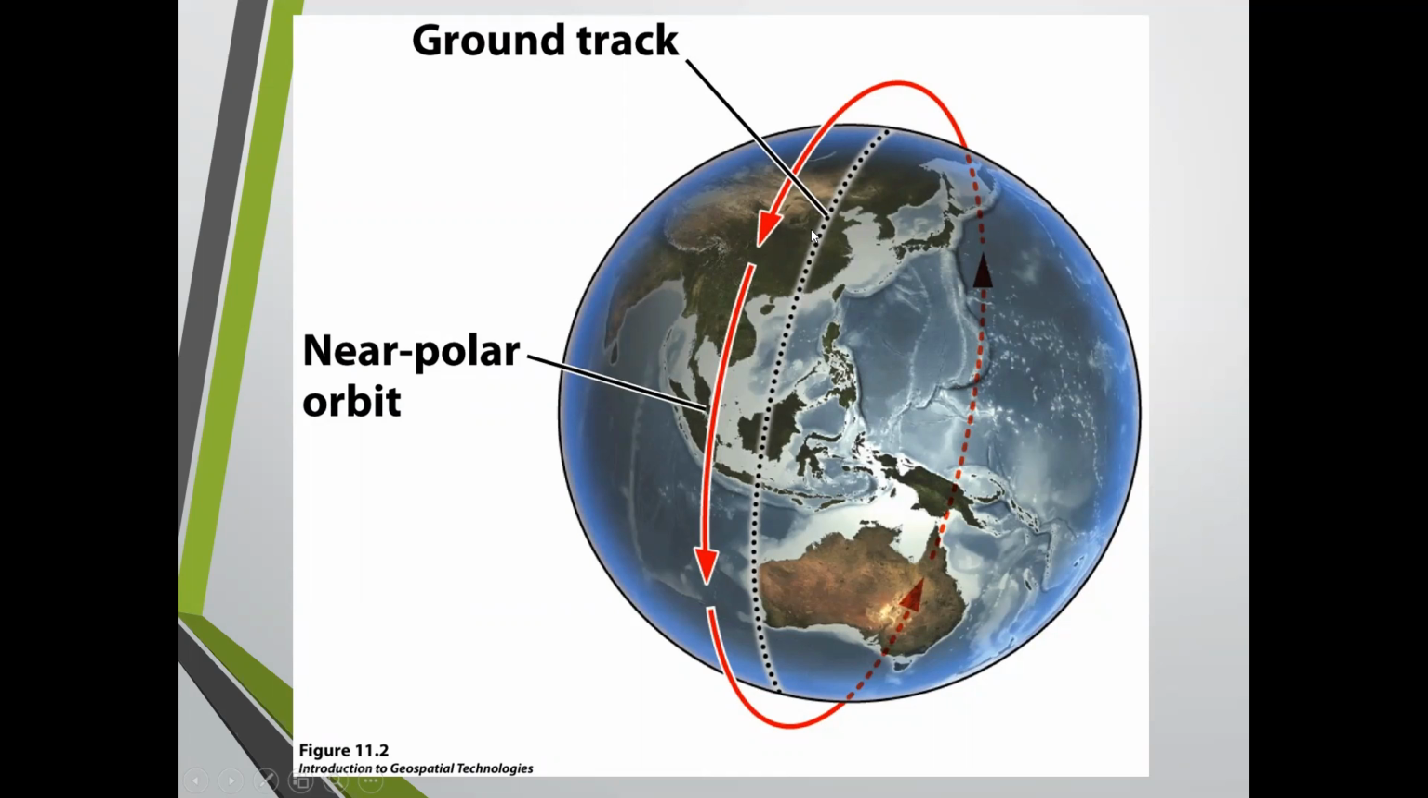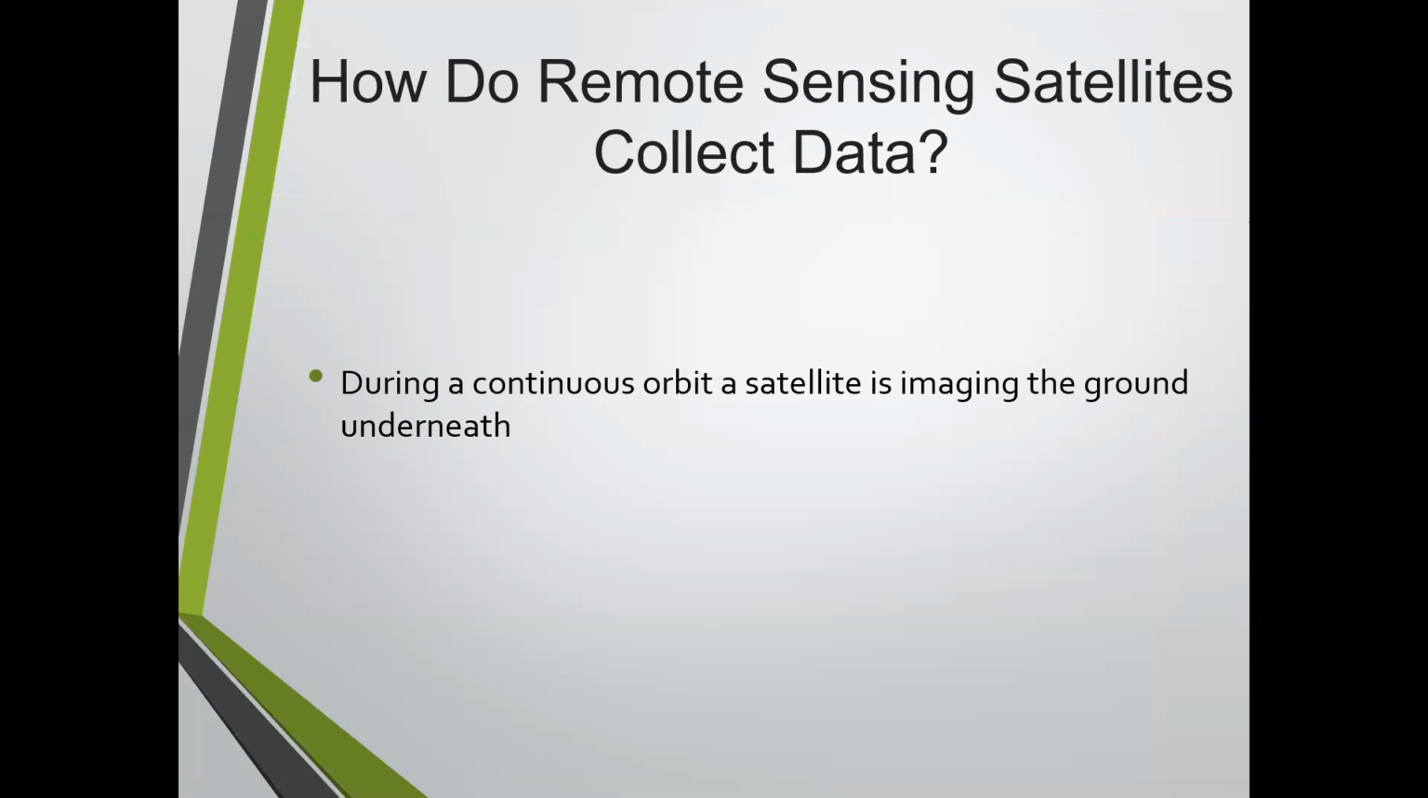It's usually limited to so many miles. But also, as the Earth turns, remember, you're getting different locations on that Earth. So it's just not one continuous band always at the same point. So during a continuous orbit of this type, your satellite's imaging the ground underneath it, and basically it's using a nadir type of thing. So in other words, it's looking straight down onto the ground.